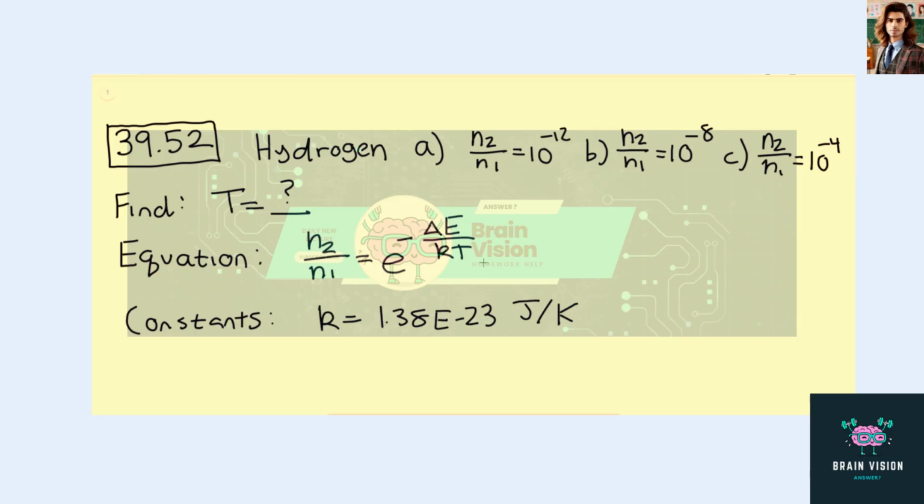Because this is hydrogen, we can use the Bohr model to find the different energy levels. This would be the Balmer series. Once we have these occupancy ratios and can get a corresponding temperature, we can answer some questions about stellar atmospheres. So let's jump into it.